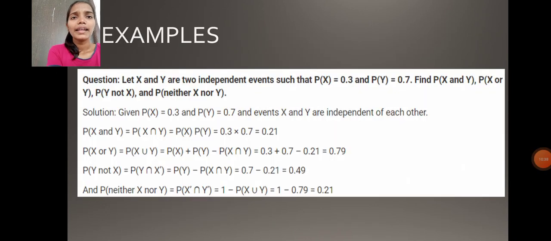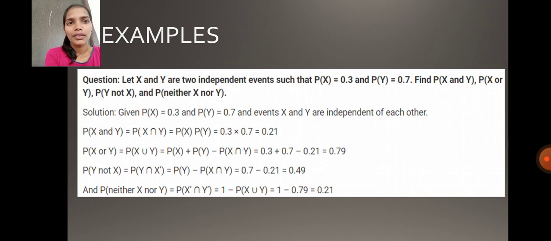Example: let X and Y be two independent events such that probability of X is equal to 0.3 and probability of Y is equal to 0.7. Find probability of X and Y, P of X or Y, probability of Y not X, and probability of neither X nor Y. And here is the solution.